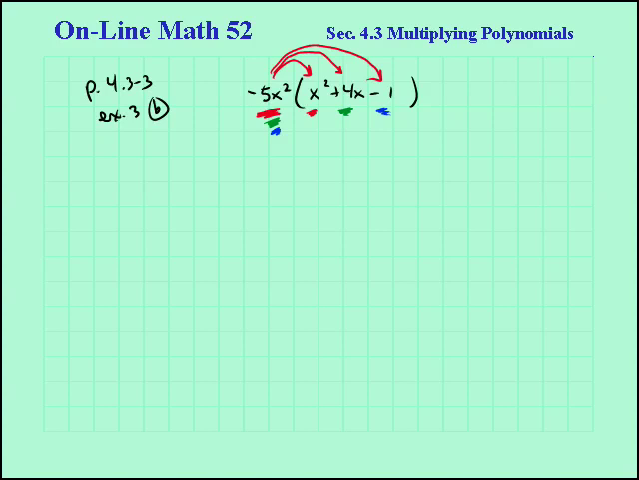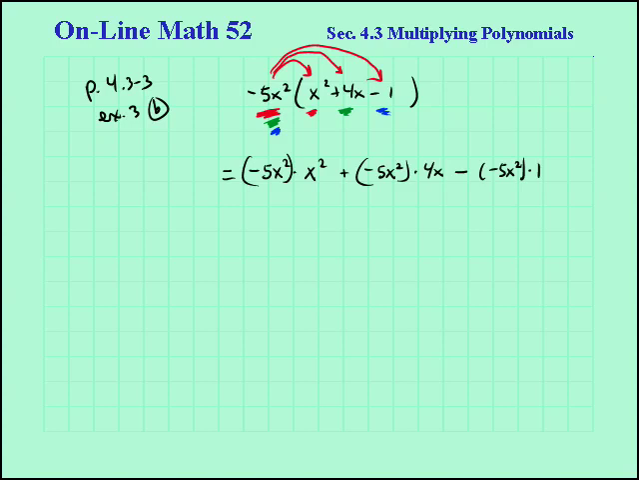Now, I will show every step here. You might eventually, when you get better at this, and maybe even right away, I don't know, be able to just do it all in one step. But I'm going to show it out completely. This is going to be a negative 5x squared times x squared plus, then negative 5x squared, let me put that in parentheses. I'll do it each time like that. Times the 4x that's there, minus negative 5x squared times the 1.